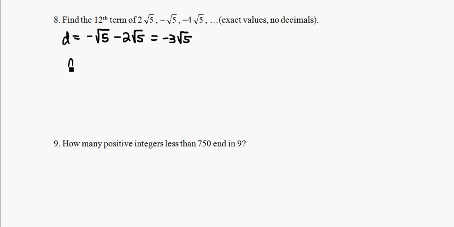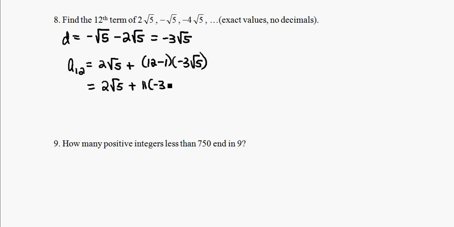So to determine the 12th term, we'll use the general term of the arithmetic sequence again, which would be 2 radical 5 plus, in this case, 12, because that's our n value, 12 minus 1 times the common difference, which is negative 3 radical 5. So I get 2 radical 5 plus 11 times negative 3 radical 5. 2 radical 5 minus 33 radical 5, which gives me negative 31 radical 5.